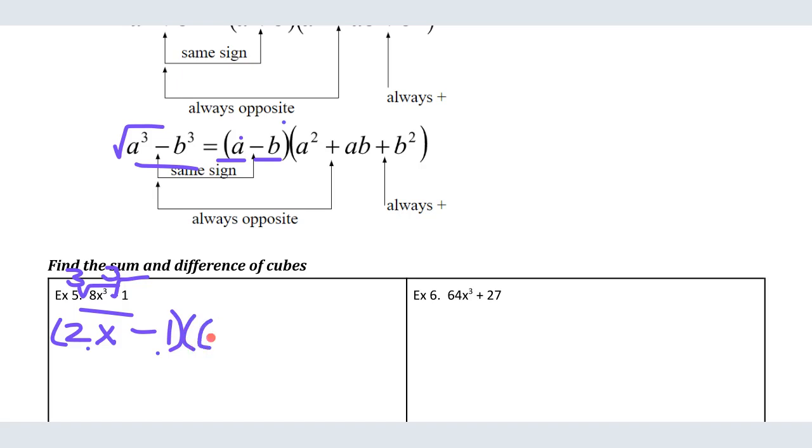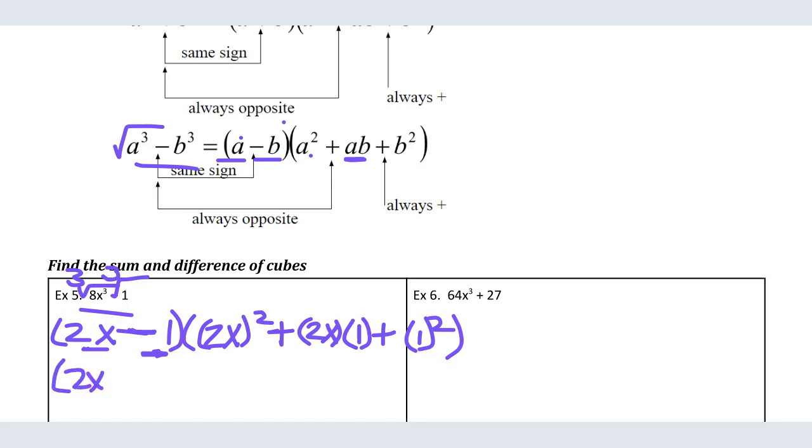So we start filling in 2x for a and squaring it. Opposite of minus is plus. Times b, 2x times 1, plus b squared. b is 1, 1 squared. So simplify to 2x minus 1 times 4x squared, 2x times 1 is 2x, plus 1 squared, 1.